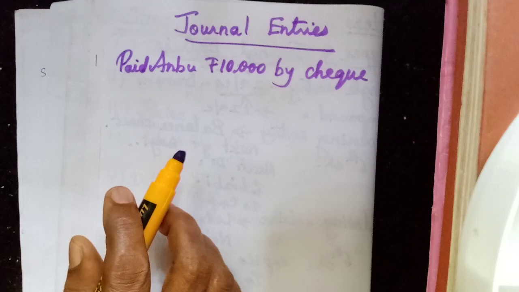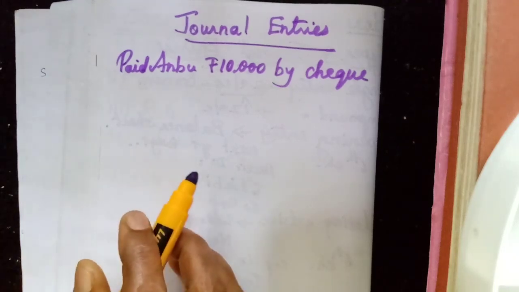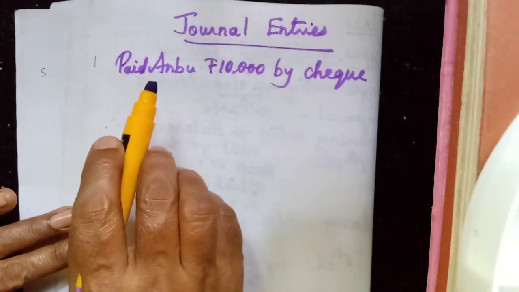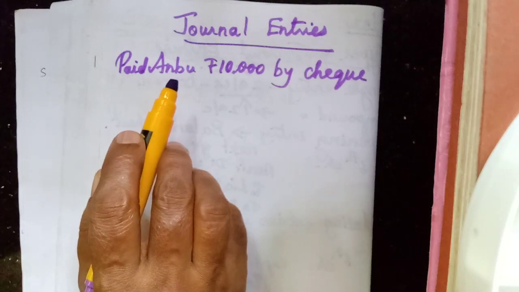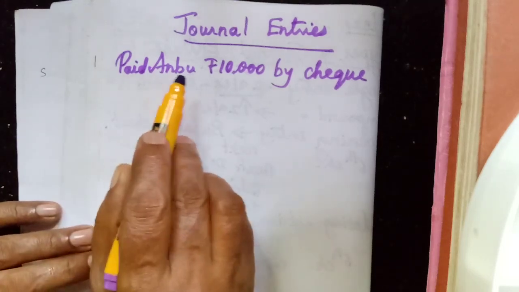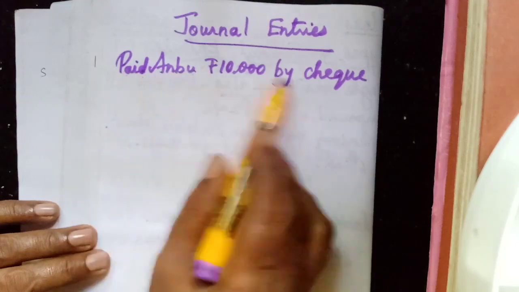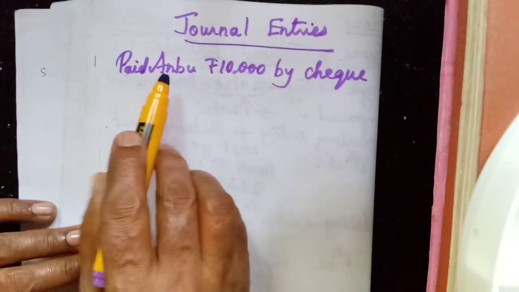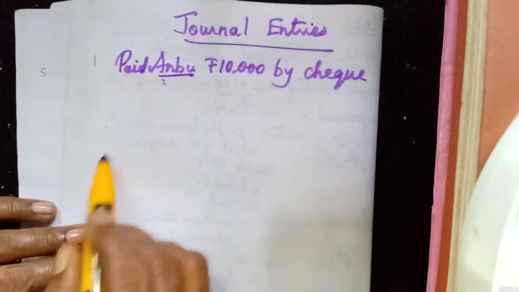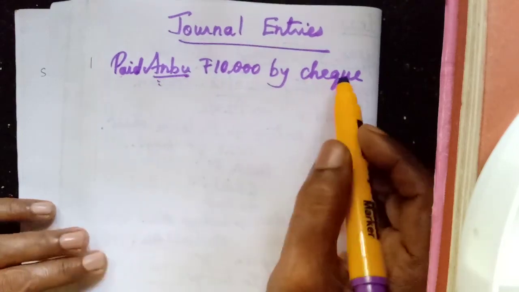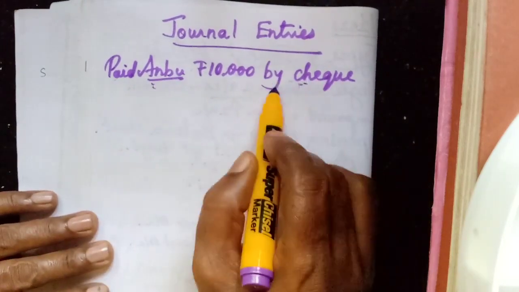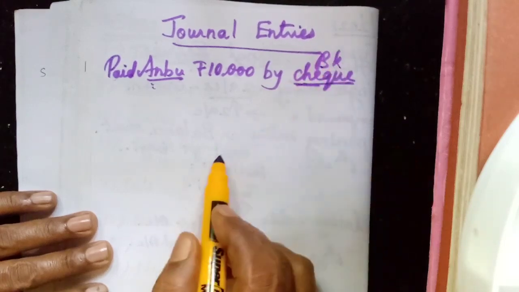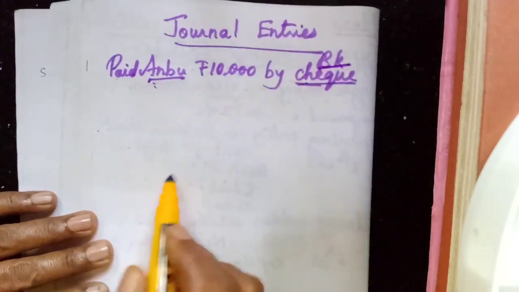I have already told you many times, commenced business with cash and all. First, you should remember that we have to prepare the journal entry only from the viewpoint of the business. From the business, we have paid Anbu rupees 10,000 by check. So here one account involved is Anbu. We are giving and he is receiving. Then the other one, by check, means who is going to pay that? The bank. So one is Anbu, another is the bank.